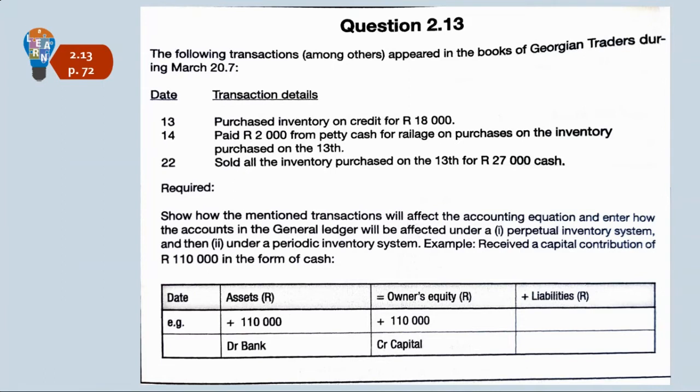Okay, so what we're going to do is we're going to go through each transaction, and then I want you guys to tell me where do you think it is going in this equation and how it will affect it. Okay, so let's look at the first transaction. We said we purchased inventory on credit for 18,000 Rand. Now if you purchase inventory on credit, let's start with the perpetual inventory system.